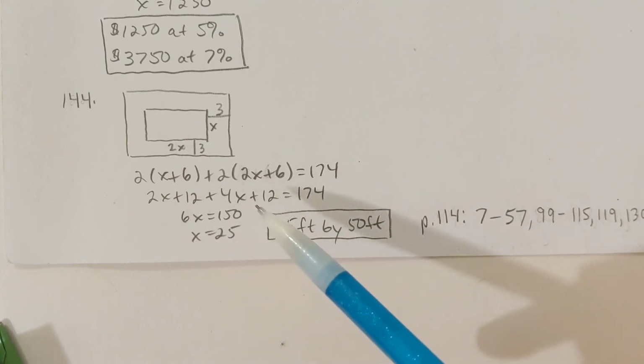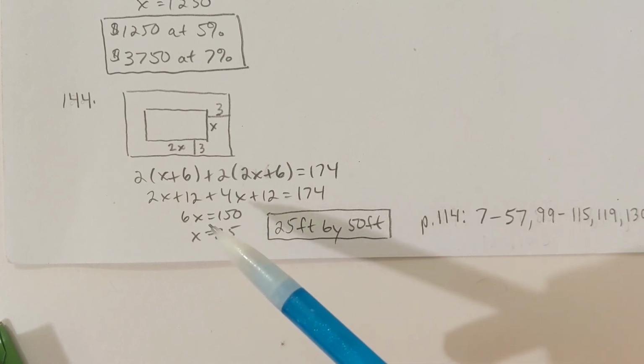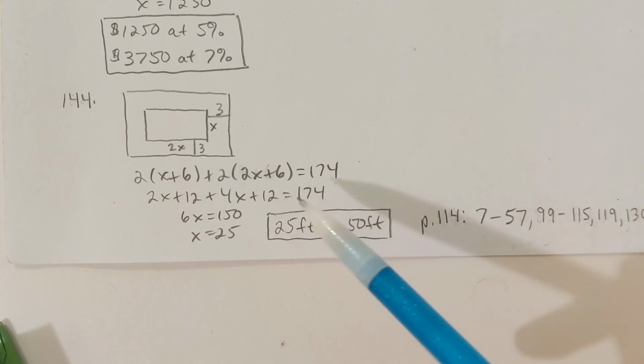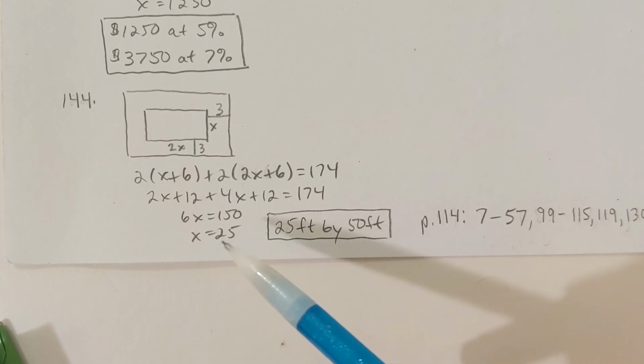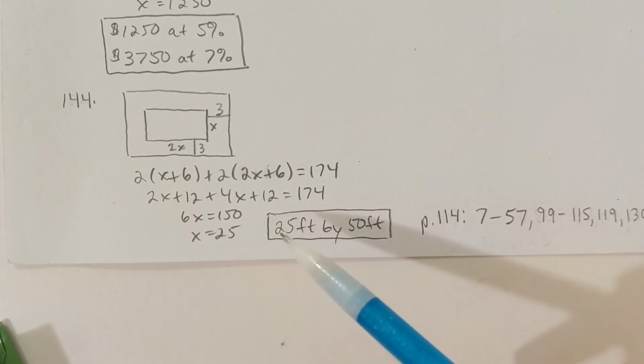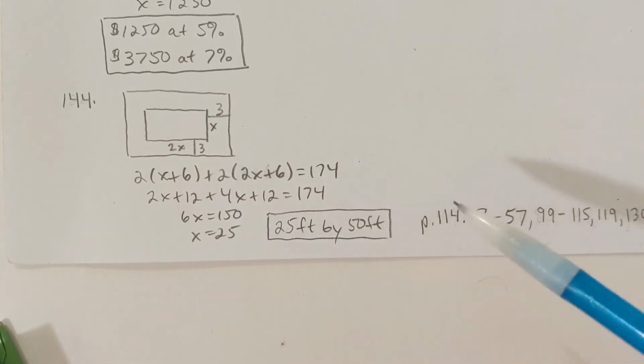2x plus 12 plus 4x plus 12 equals 174. 6x equals 174 minus 24 is 150. So x is equal to 25. X is equal to 25 feet, and 2x then would be 50 feet.